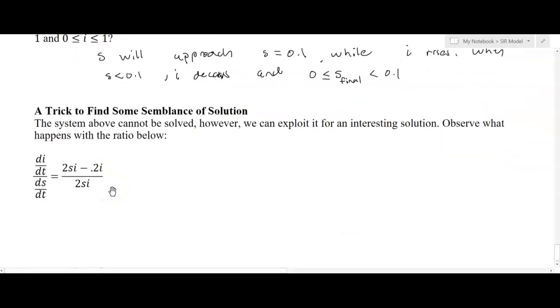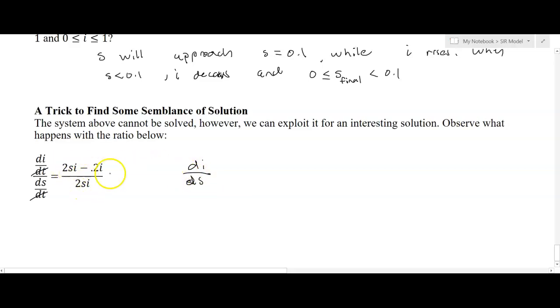Now we said we can't solve these, but there is a pretty cool little trick that I want to show you about how you can actually solve a differential equation sometimes. The system above cannot be solved, however we can exploit it for an interesting solution. Observe what happens with the ratio below. So if we divide the I prime by the S prime, the two rates, then the dt's cancel, and we're left with di over ds, a brand new differential equation.